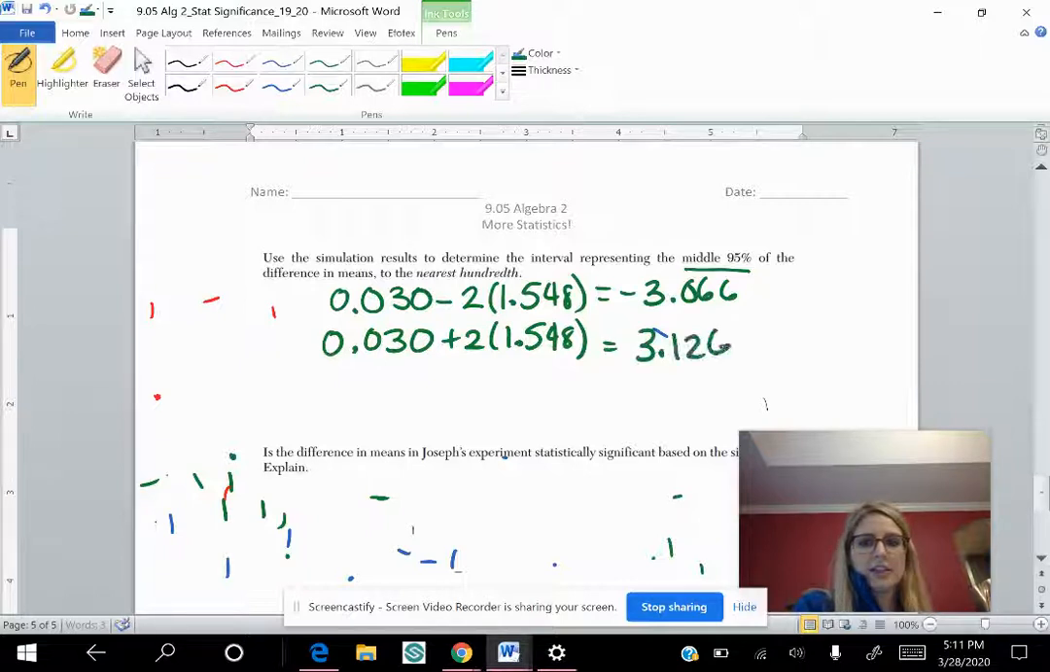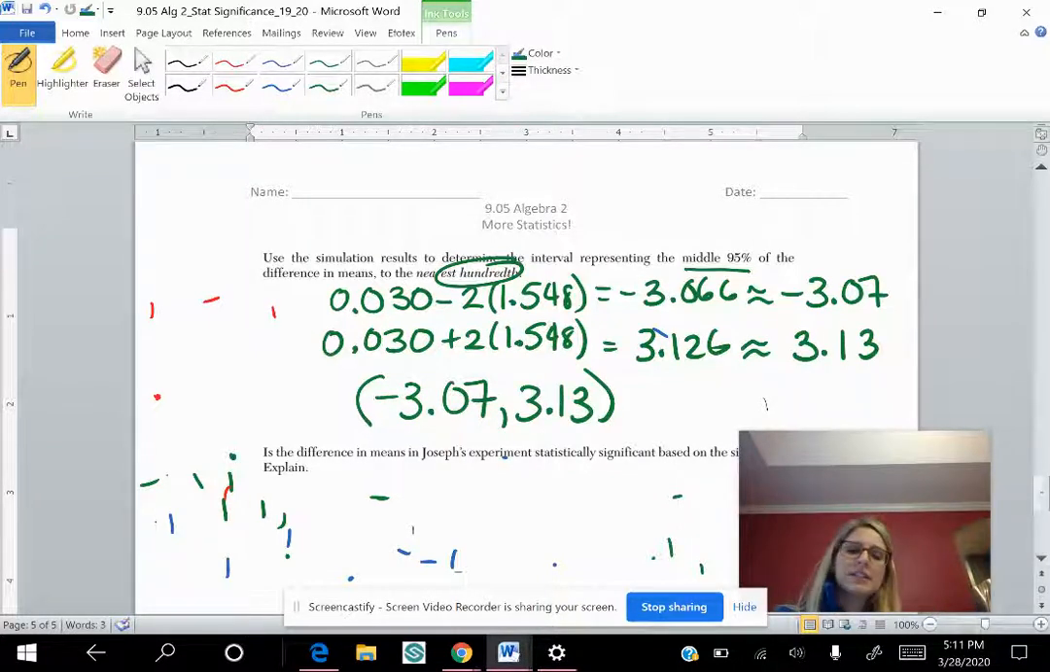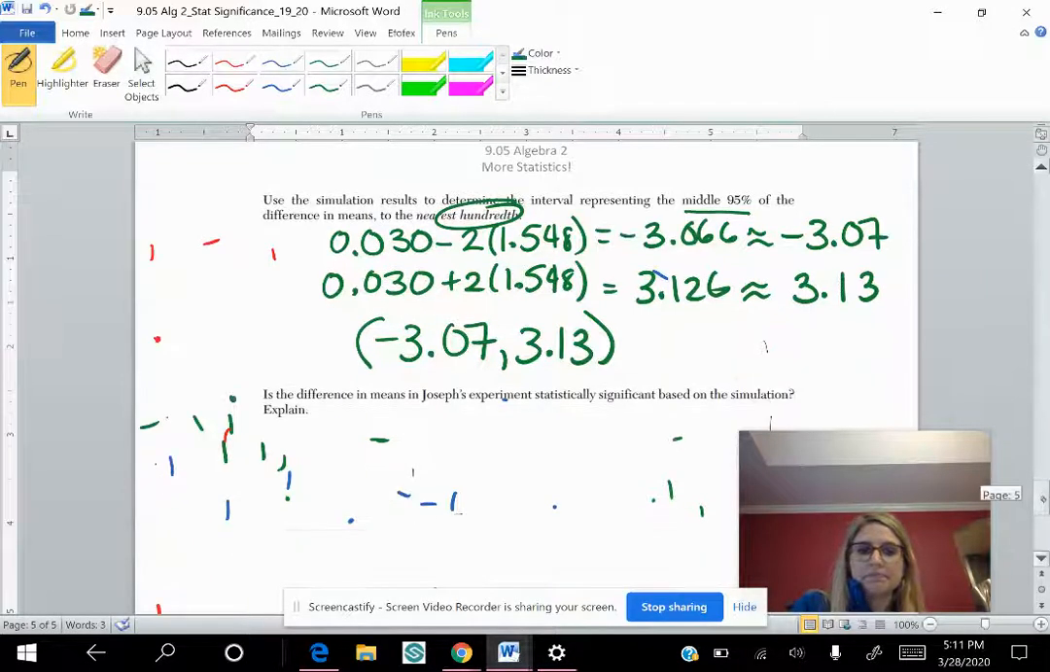And then it says here to round to the nearest hundredth. So negative 3.07 and 3.13. So to answer the question, the middle 95% of the data will be between negative 3.07 and 3.13. So it's still the same idea that if it's statistically significant, then it's going to be outside of that 95%. So it's still occurring less than 5% of the time.